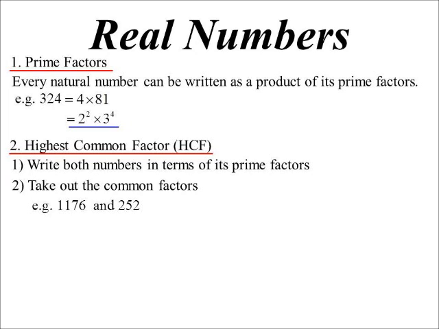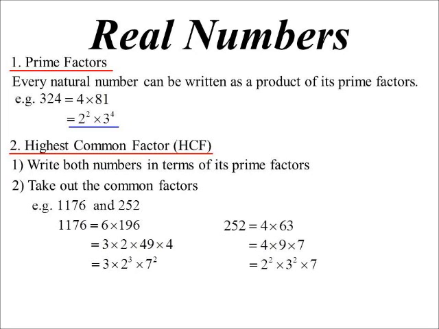Now, 1,176, that's 6 196s. They're not prime. That comes down to be 3 times 2 times 49 times 4. We're getting closer. I end up with 3 times 2 cubed times 7 squared. 252 is a bit quicker. 4 63s, 4 times 9 times 7, 2 squared, 3 squared, and 7. Okay, so how do we find the highest common factor?